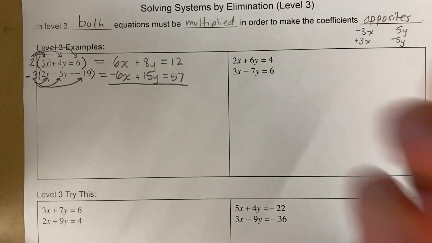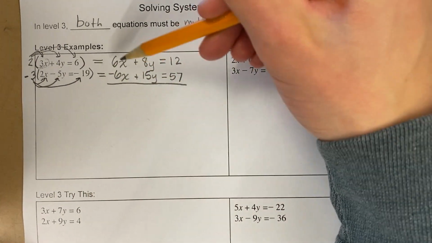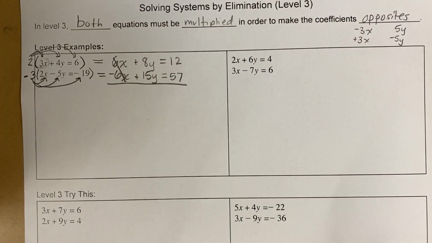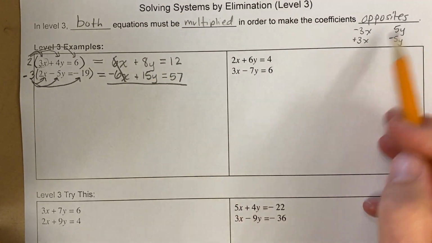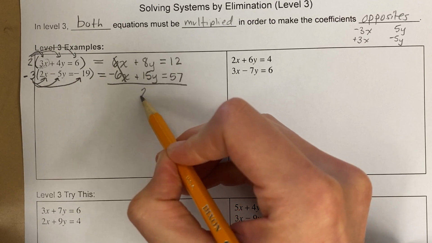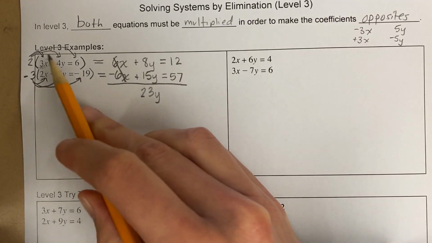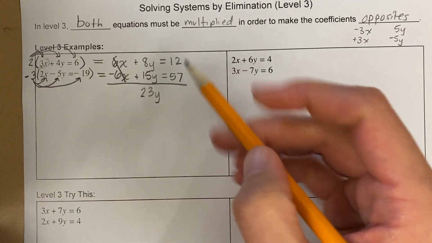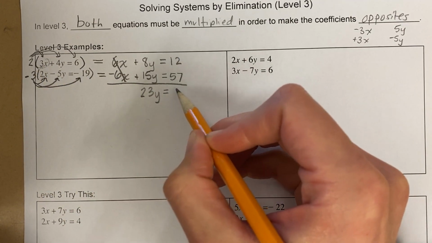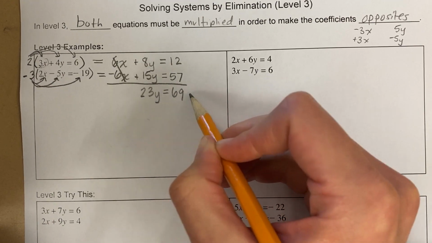Okay, now let's add these up. 6x minus 6x, that's 0. Remember, that's what I wanted. That was my goal, to make them opposites. And now I'm going to add these up. And with level 3, you are going to end up sometimes with larger numbers, right? Because I have to multiply both of these equations. That's okay. Use a calculator if you want. Okay, I get 23y equals 69.